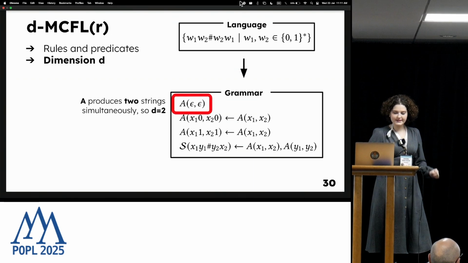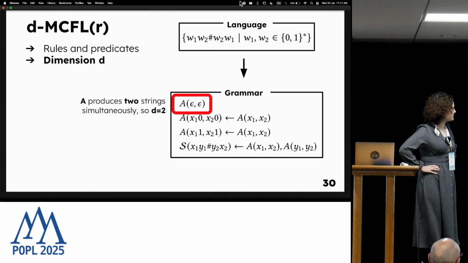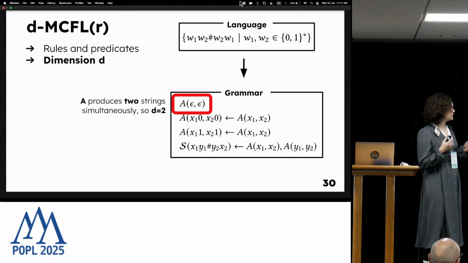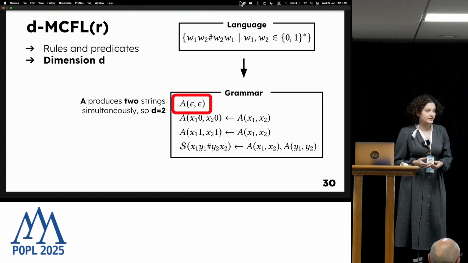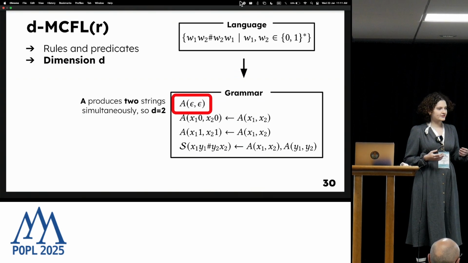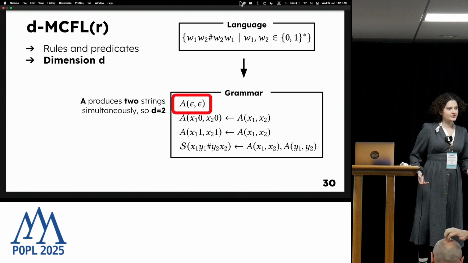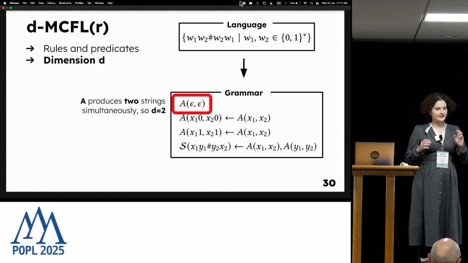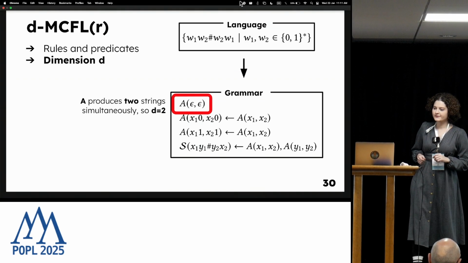So this A, epsilon, epsilon essentially means that now, as opposed to a context-free language where each predicate recognizes one string, in this one our predicate is going to recognize a tuple of strings. So in this case, we have a dimension 2, and so we can recognize 2 strings simultaneously, right?